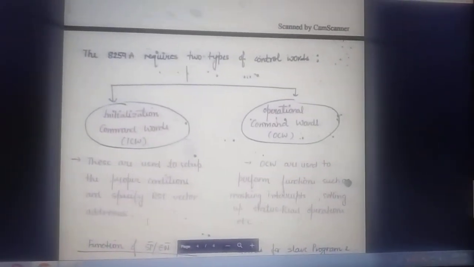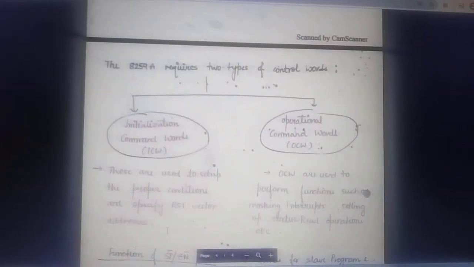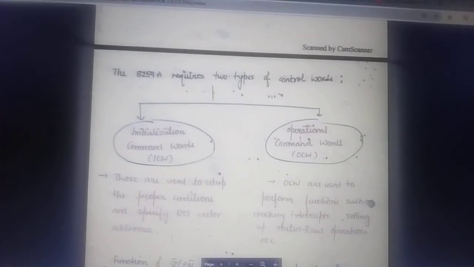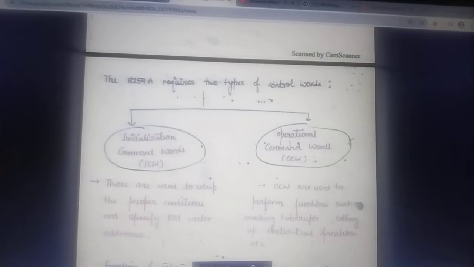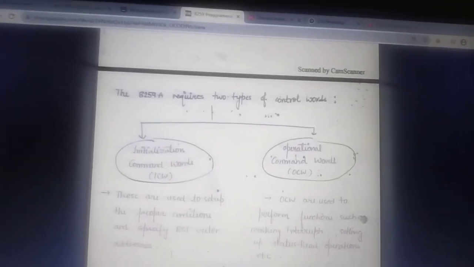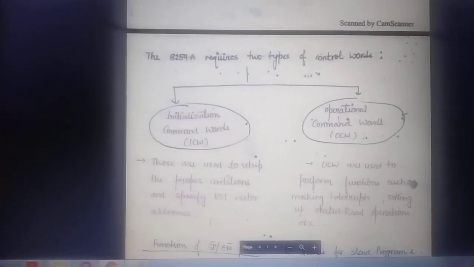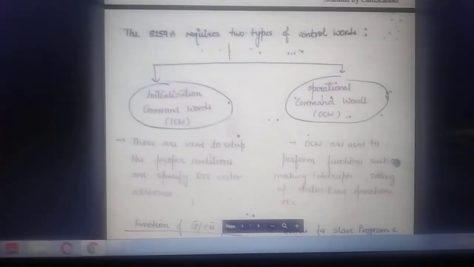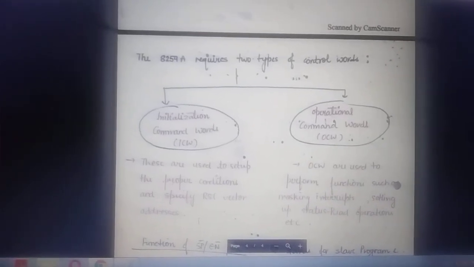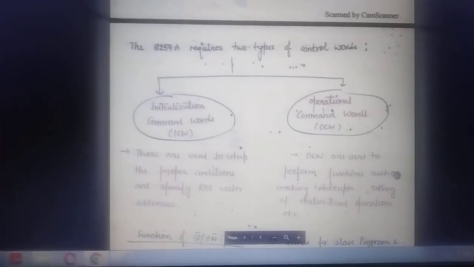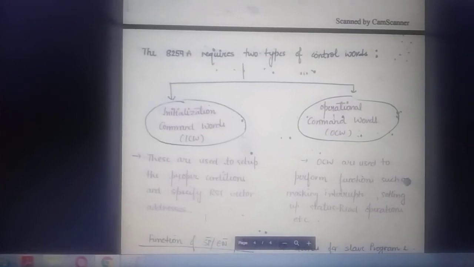And what is the operational command word? It is used to perform functions such as masking of the interrupt or setting up a status read operation, etc. Suppose that we have to mask an interrupt, then it can be masked with the help of this command word. Or suppose that we have to check the status of the currently processed interrupt in service, then it can be checked by the operational command word.